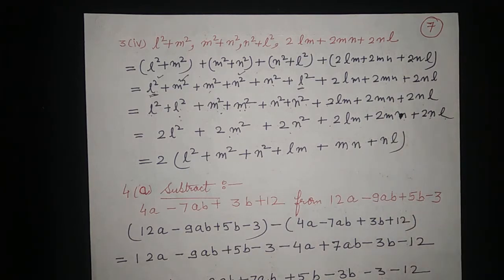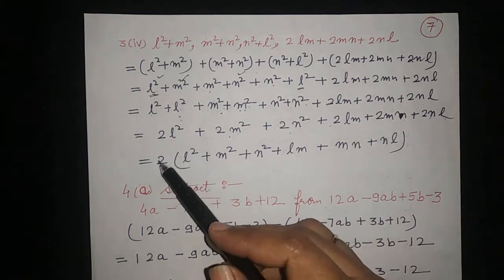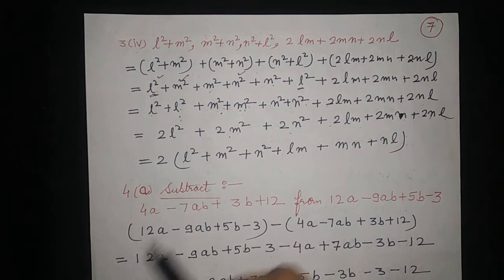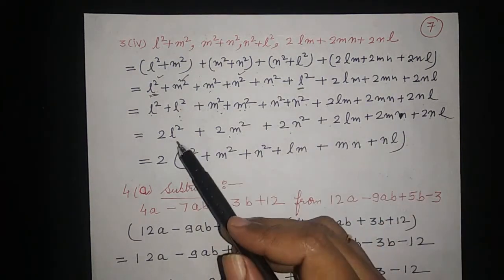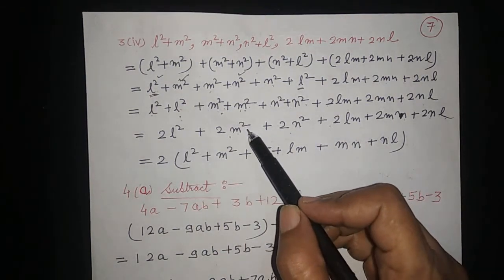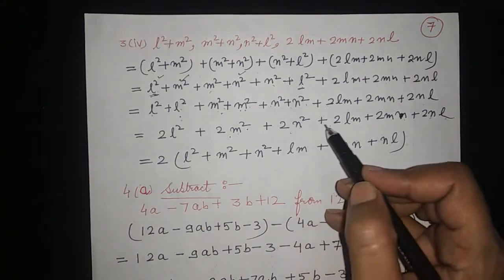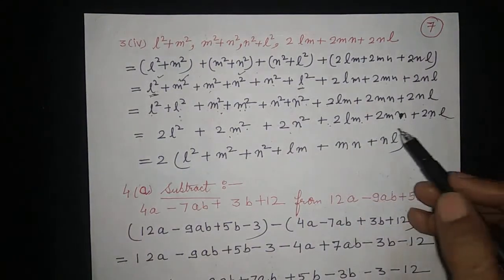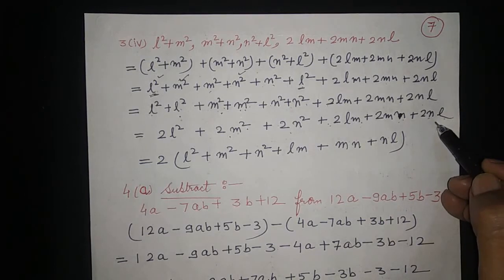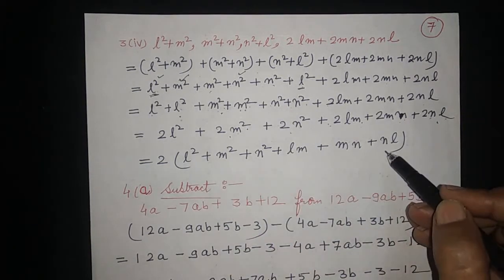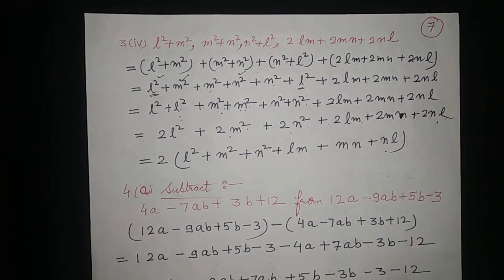So what can we do? We can take 2 as common. 2 you have taken as common. In the bracket what is coming now? L square plus M square plus N square plus LM plus MN plus NL. So this is your result.